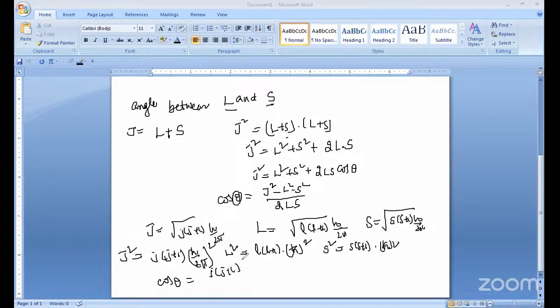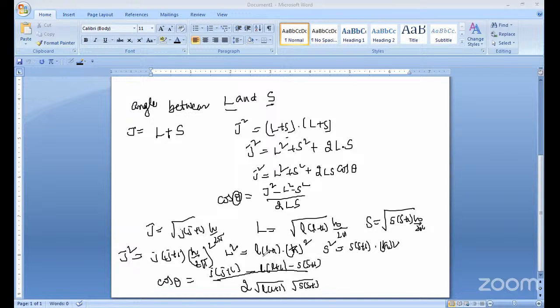All this h by 2 pi, the h cancels, and the 1/2 remains. So it will be j into j plus 1 minus L into L plus 1 and also minus S into S plus 1, divided by 2 into the root of L into L plus 1 into root of S into S plus 1. So this is the cos theta.